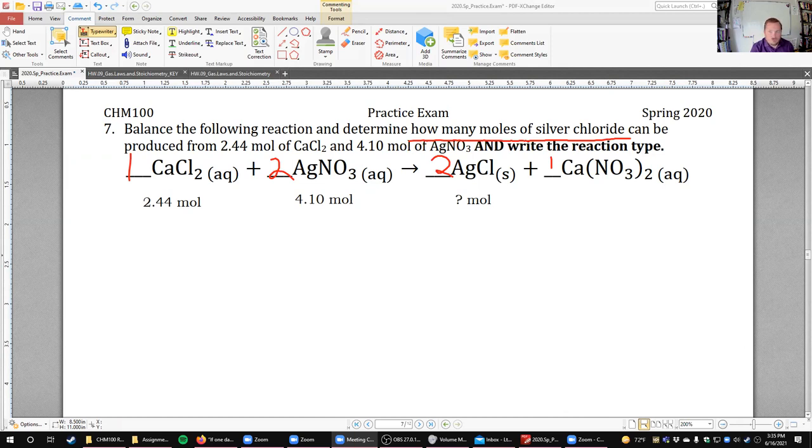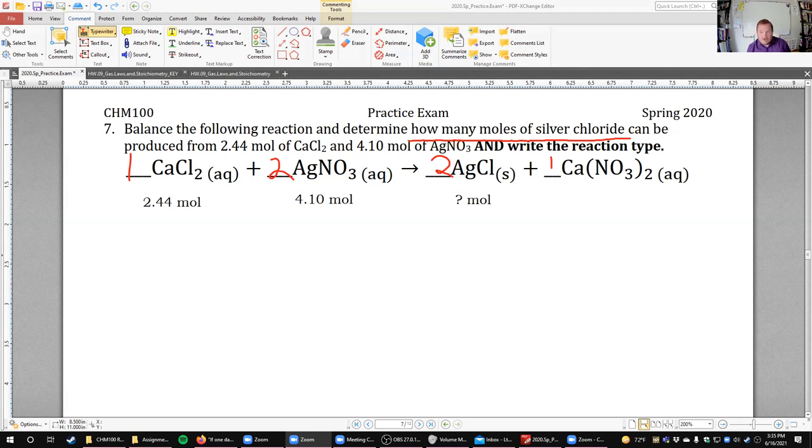So now what we need to do is figure out what runs out first and then how much product we can make. And there are two ways we can do this. If it's an excess reactant problem, we want to find what runs out because we want to know how much reactant is going to be left over, versus a theoretical yield question. They lend themselves to two different ways of thinking about limiting reactant.